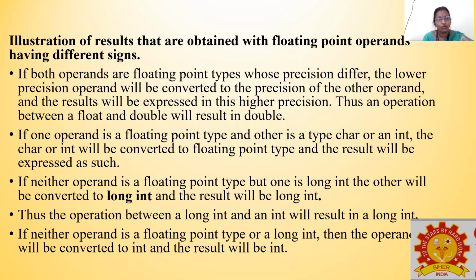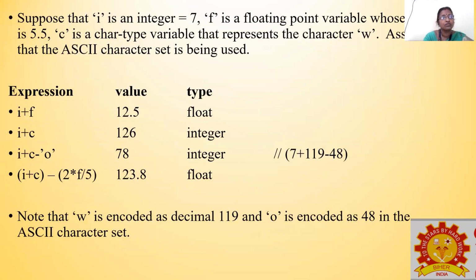When neither operand is a floating point type or a long int, then the operands will be converted to int and the result will be an integer. Now, listen here. Suppose I is an integer 7, F is a floating point variable whose value is 5.5, and C is a character type variable that represents the character W. Then what will happen? The expression is I plus F.